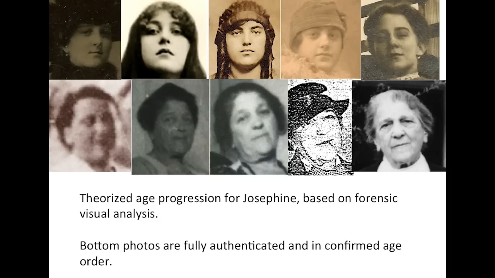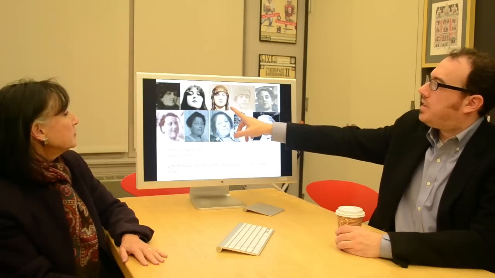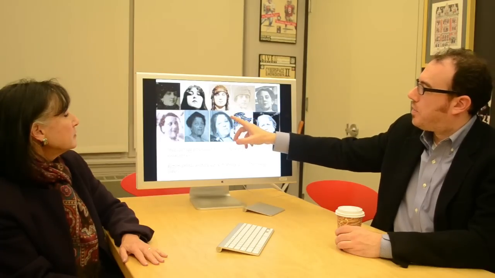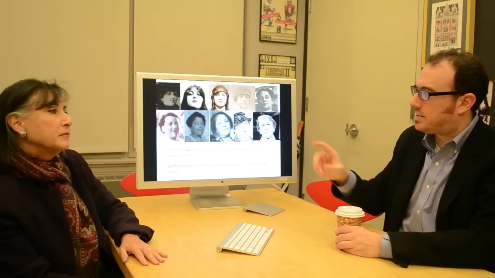The bottom photographs are all authenticated. Okay, these we know are Josephine Earp. When we stand back and look at the totality of all these images, it is possible to see in a timeline sort of this face that has evolved. I am least confident in perhaps this photograph from one of the Alaska photographs, but in the scope of this age progression, we see a lot of similarities, and it sort of makes visual sense for all the reasons that we covered during this presentation.